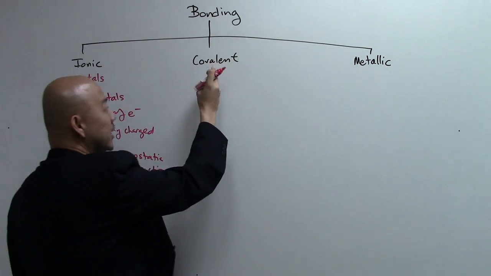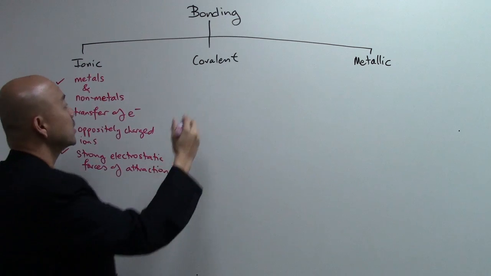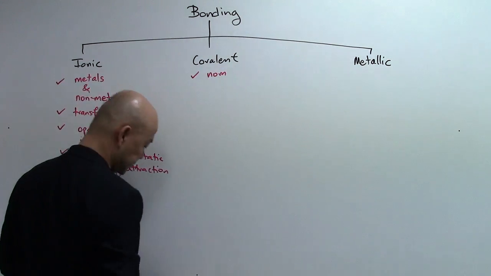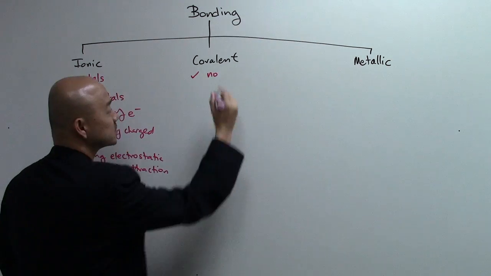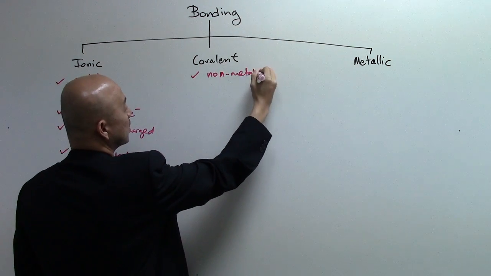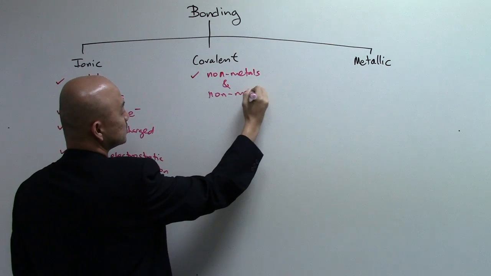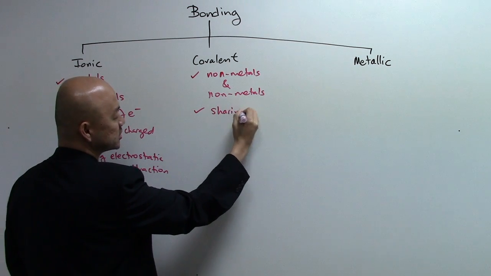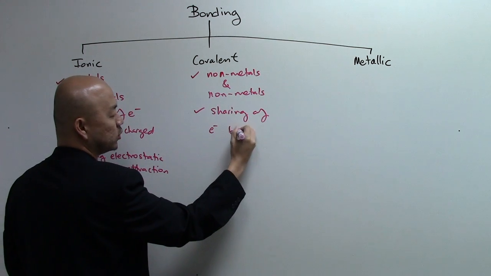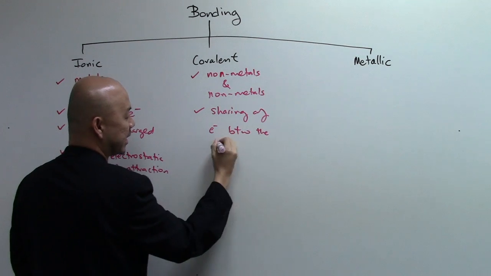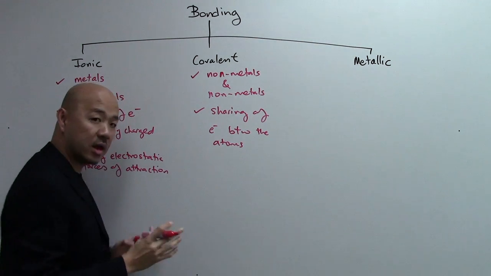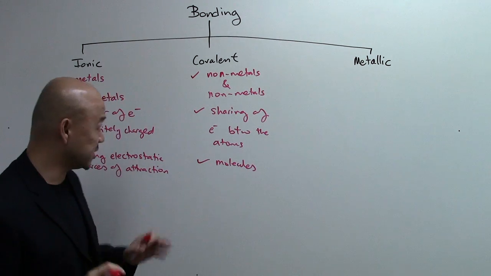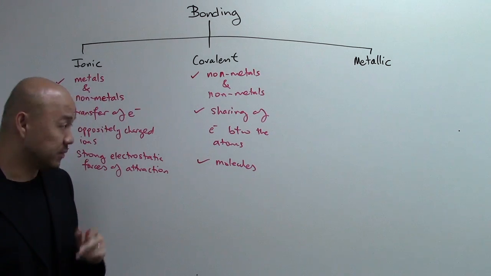Now, then you have your covalent bonding. Covalent bonding is formed between non-metals and non-metals, and they do so by sharing of electrons between the atoms that are involved, and after sharing they form molecules. So these are the keywords associated with covalent bonding.